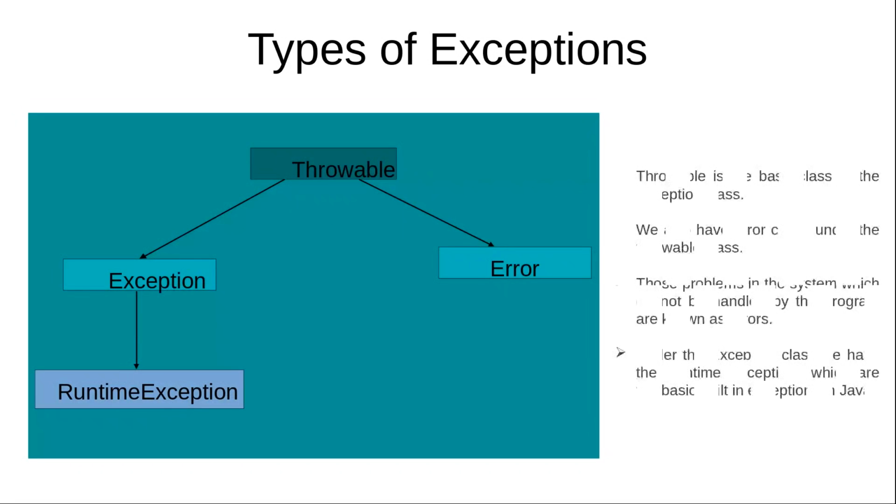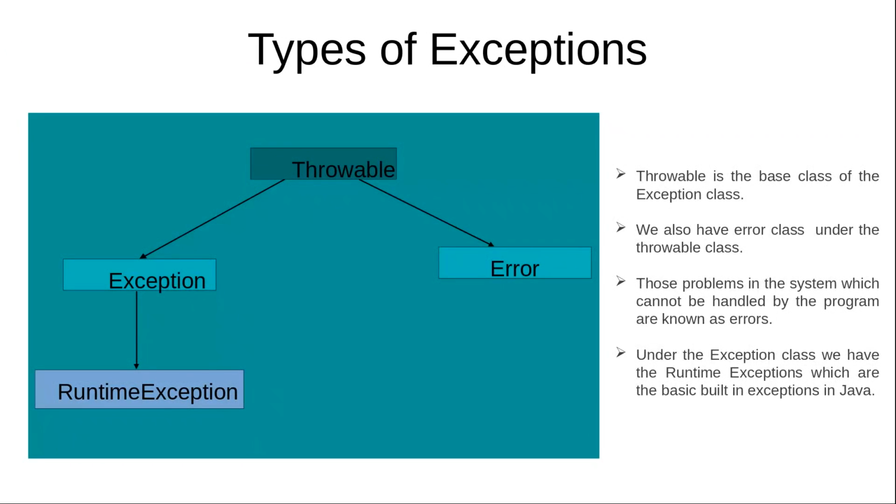Inside the Exception class, the most important subclass is RuntimeException. So here Throwable is the base class of all the exception classes, and we also have the Error class under the Throwable class. Those problems in the system which cannot be handled by the program are known as errors, and that is what the Error class is. And under the Exception class we have RuntimeException, which covers the basic built-in exceptions in Java. So the basic built-in exceptions in Java are basically runtime exceptions.